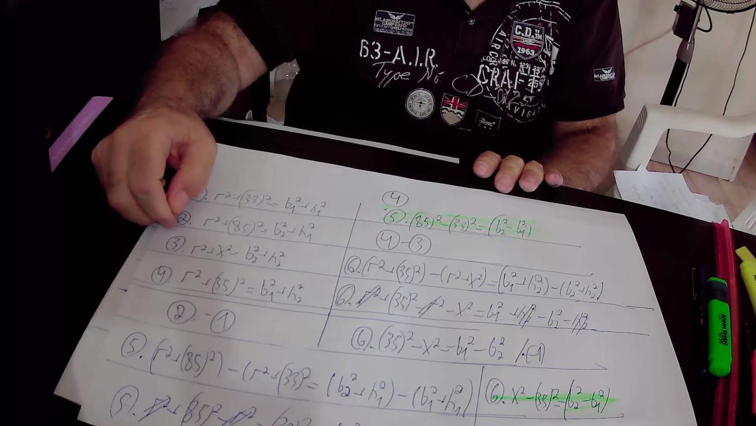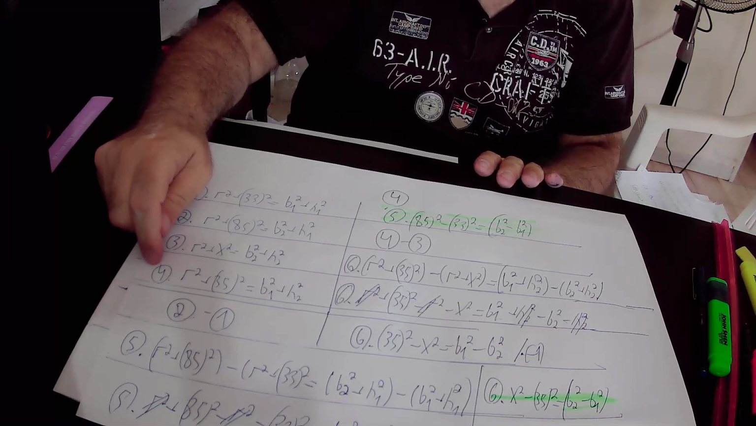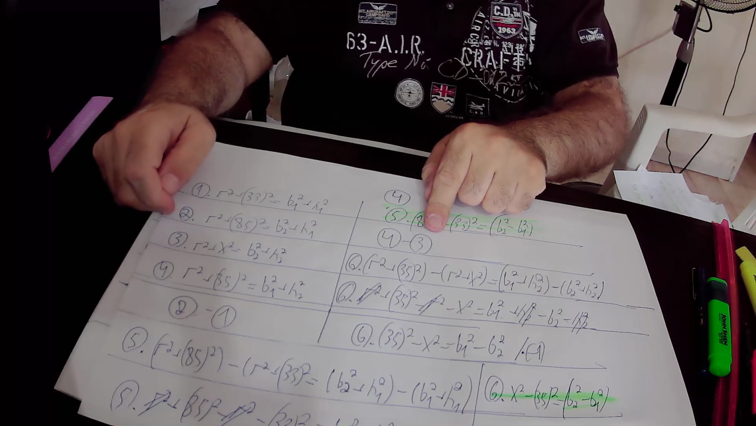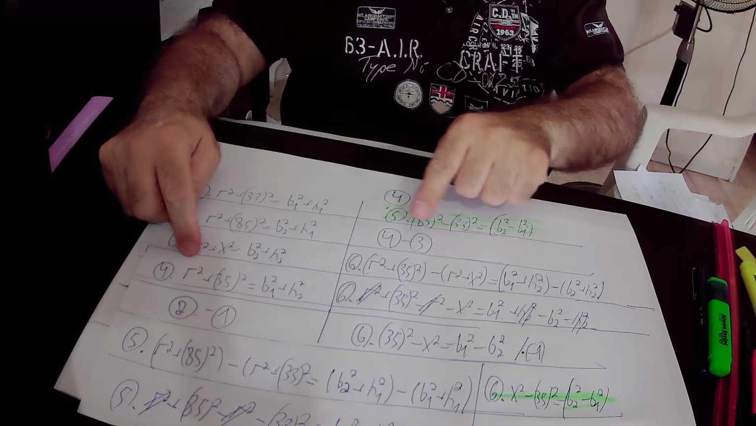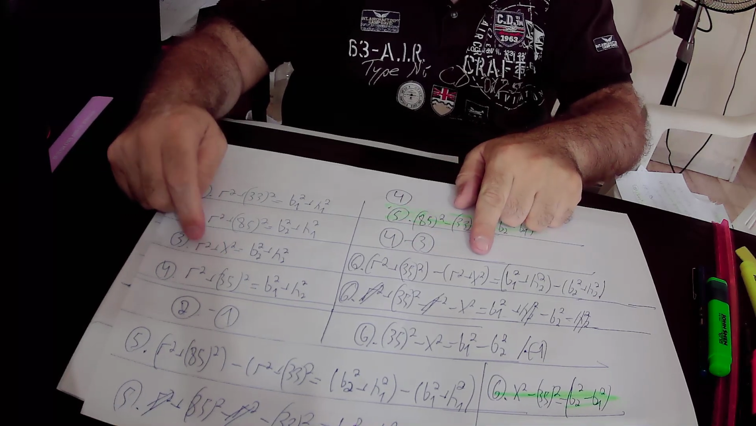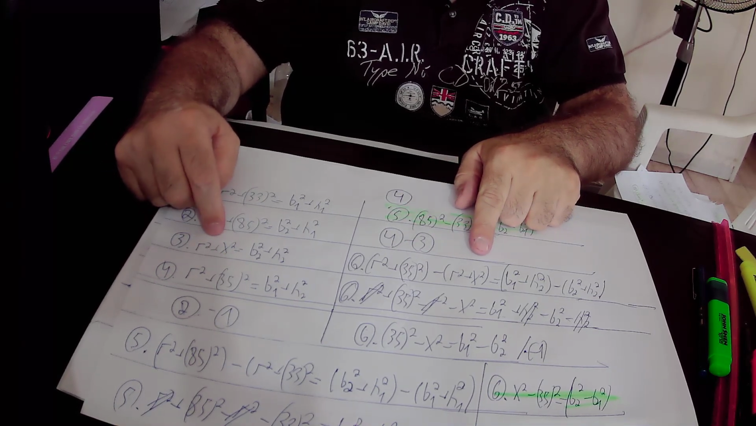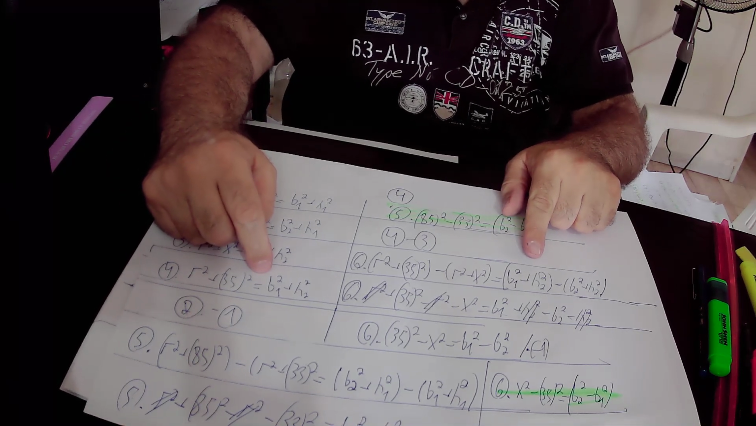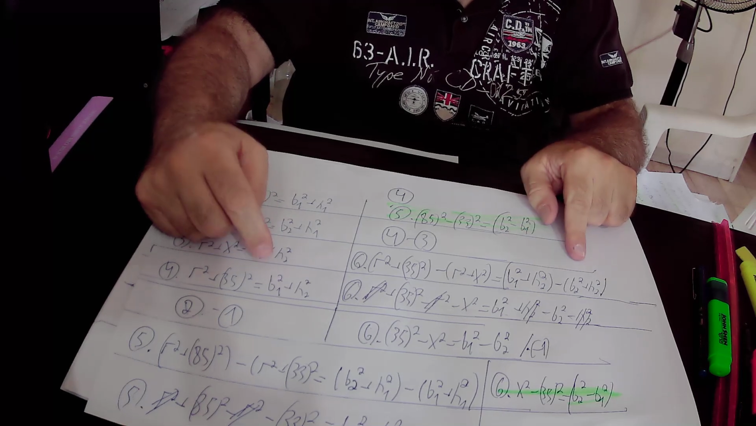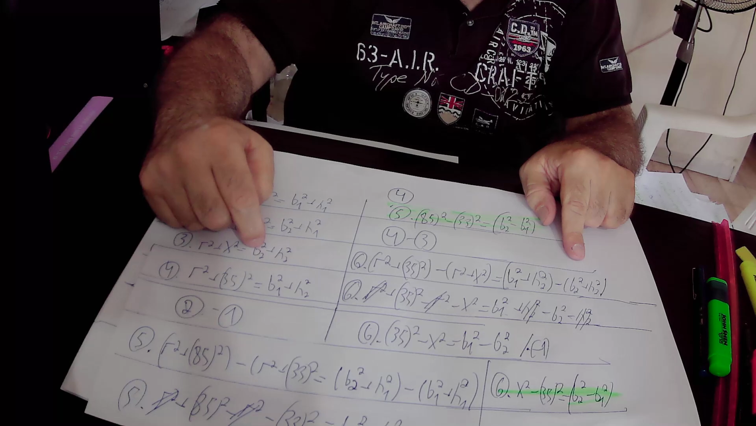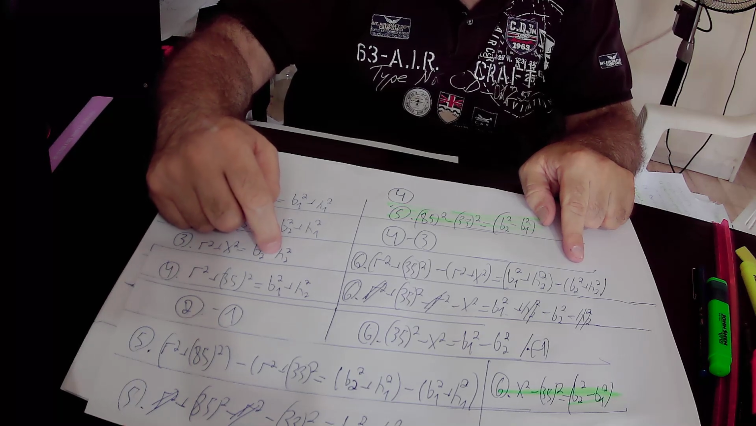Then we subtracted equation number 3 from equation number 4. That is to say, 4 minus 3. In equation number 4, we have r square plus 35 square, minus equation number 3, where we have r square plus x square. On the other side, in equation number 4 we have b1 square plus h2 square, minus equation number 3, where we have b2 square plus h2 square.